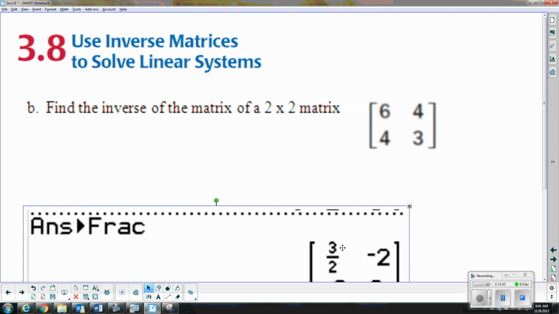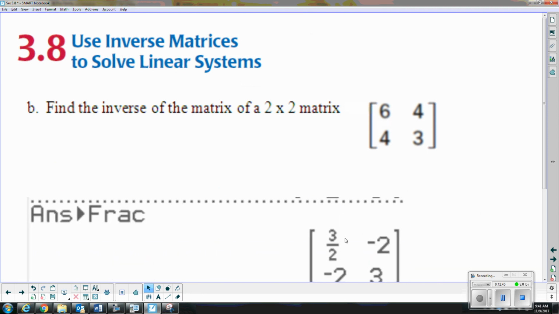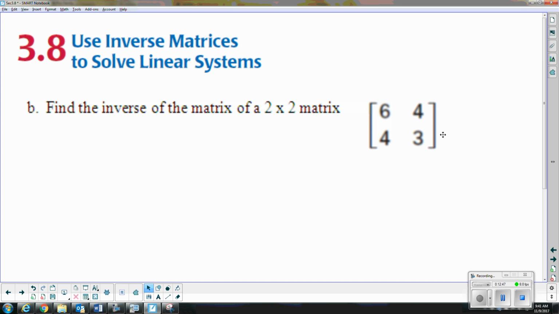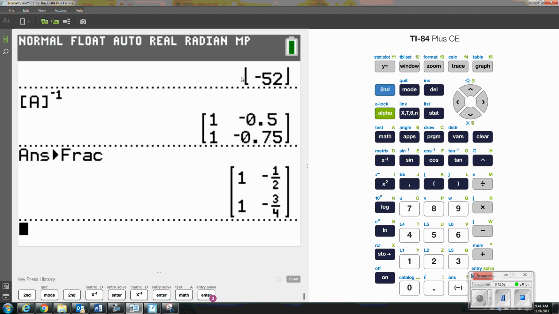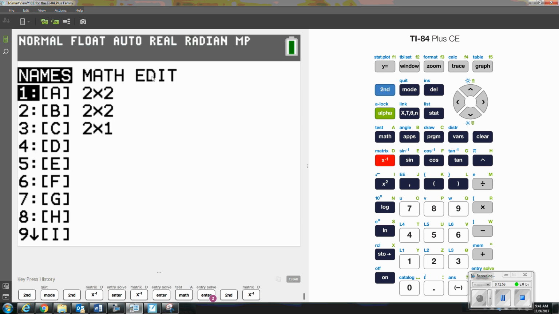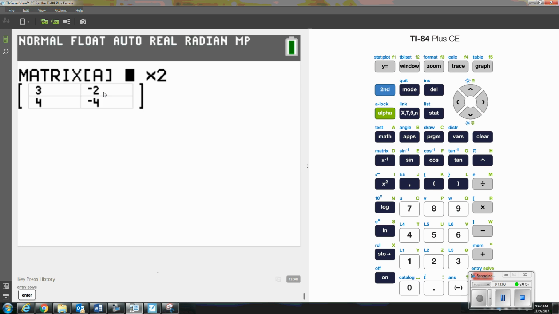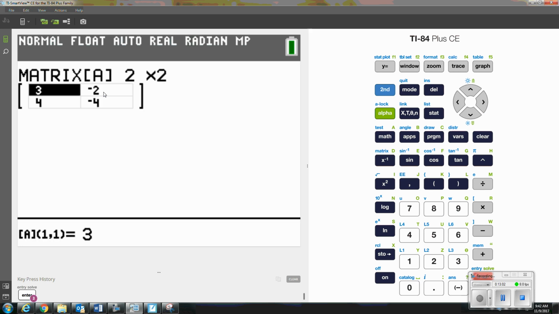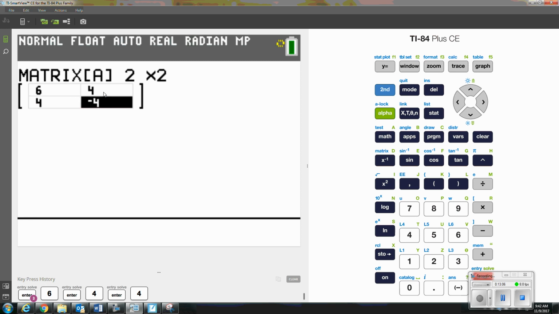Alright, so the next one is you're finding the inverse of a 2 by 2 matrix, and it gives you the matrix 6, 4, 4, 3. So let's go to our calculator, and we're going to put it in our matrix. We're going to edit matrix A. It's going to be a 2 by 2 matrix, and it's 6, 4, 4, 3.